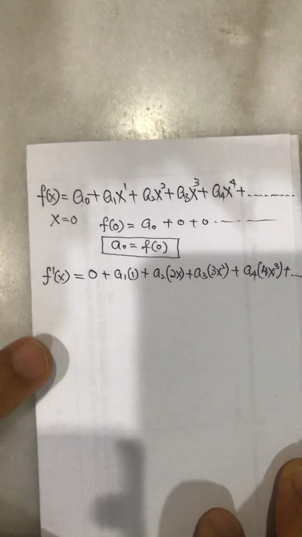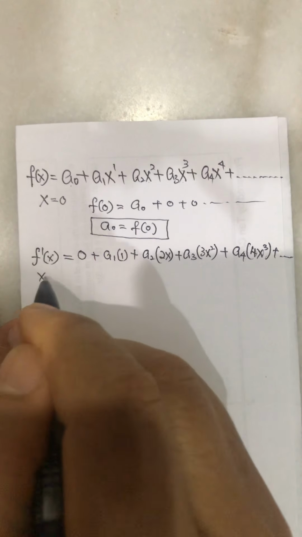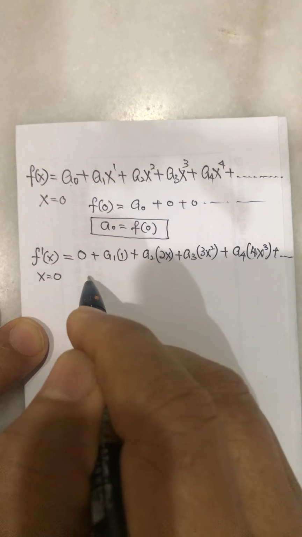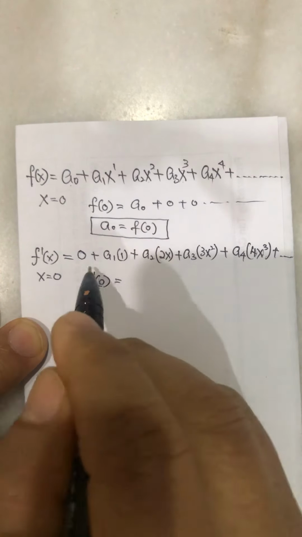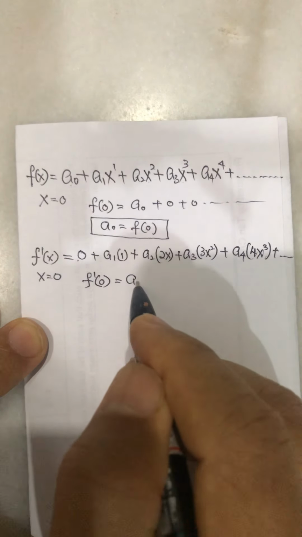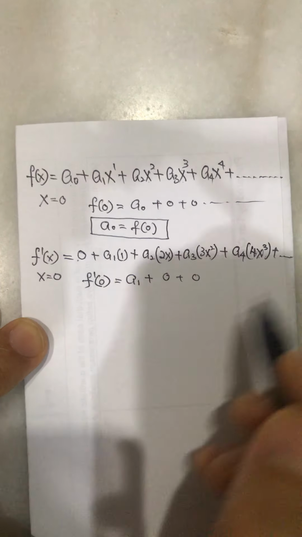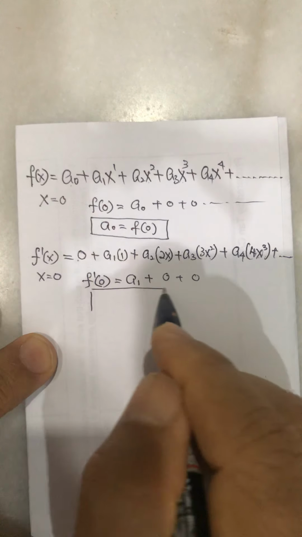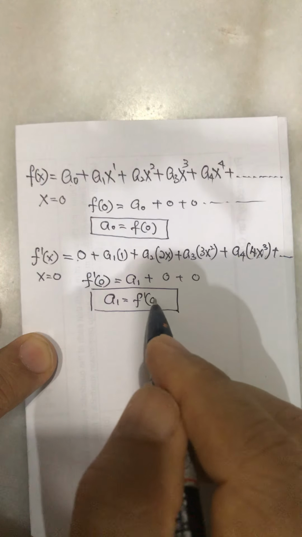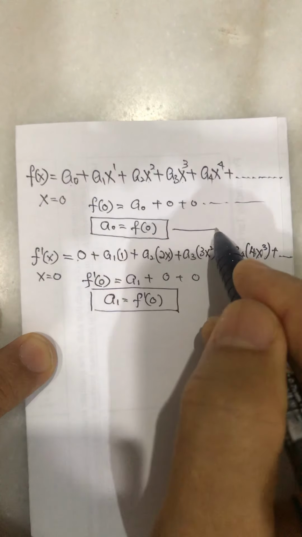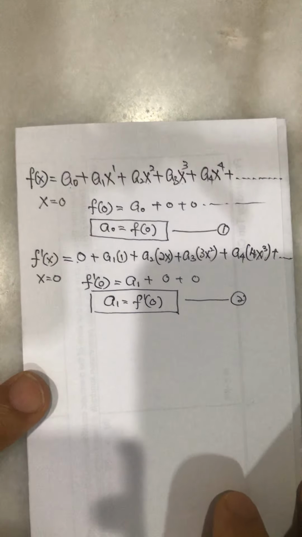We still have many terms, but I will do until here. Again, I just substitute x equal to 0. When I substitute x equal to 0, I get f prime of 0, the first derivative, not f(x). I will get A1, and the rest will be 0, because there is an x there. So A1 is the first derivative with 0 substituted. Look at this: how to get A0, and here, how to get A1. Okay, now we continue.